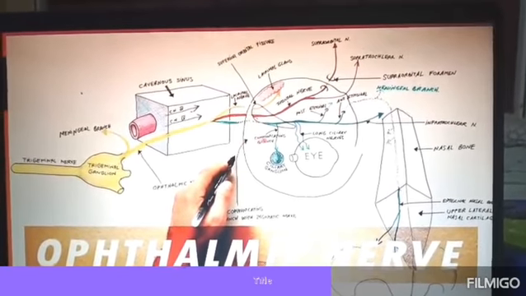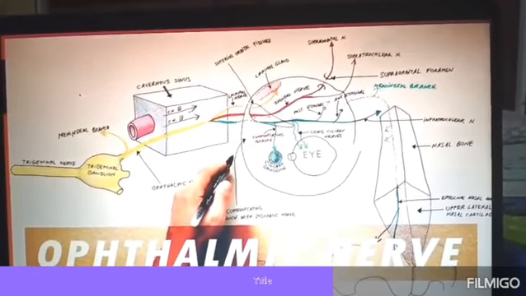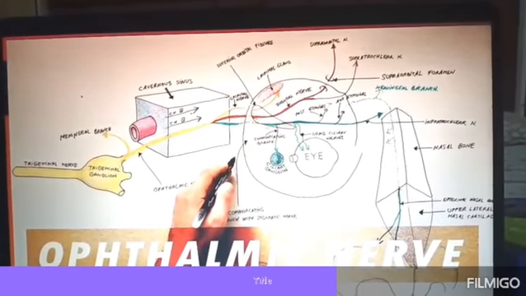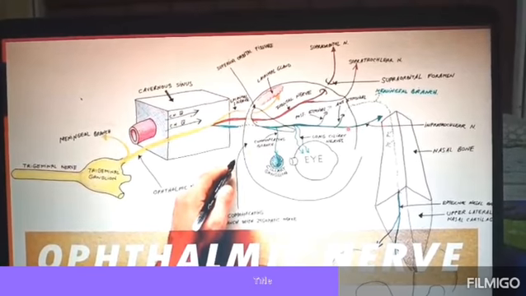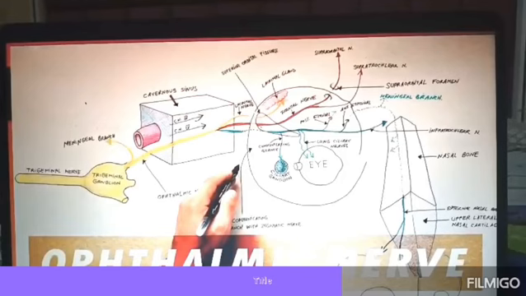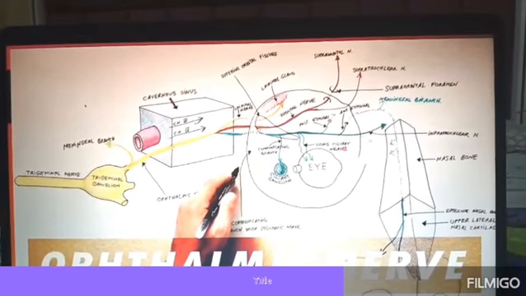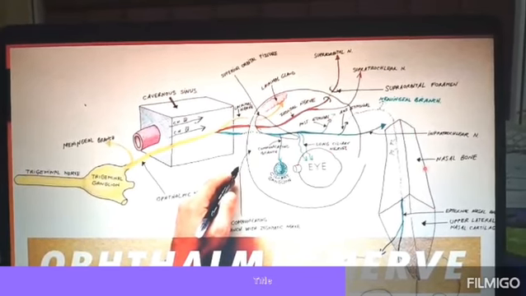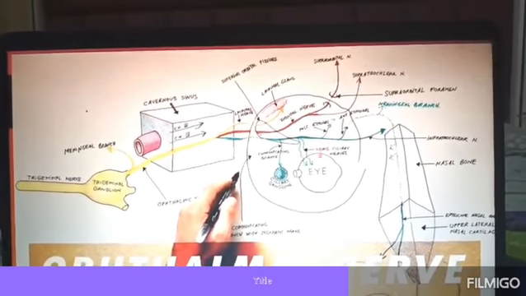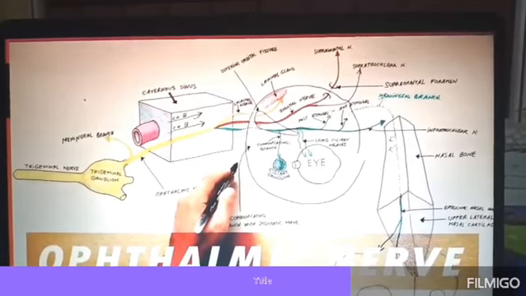Now, nasociliary nerve, that is the third main division of the ophthalmic nerve. It enters the orbit through the superior orbital fissure, and it also gives branches during its course. First of all, 4 branches are given in the orbit during its course, then branches are given in the nasal cavity, and terminal branches are given on the face. So, in the orbit, 4 main branches are given.